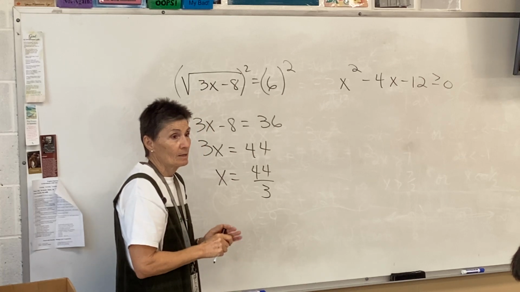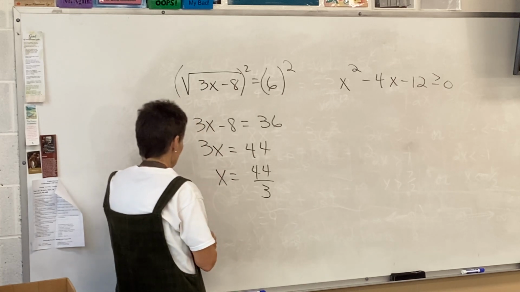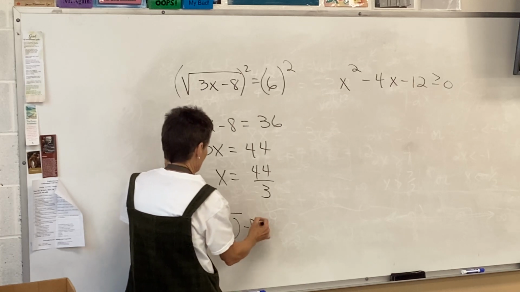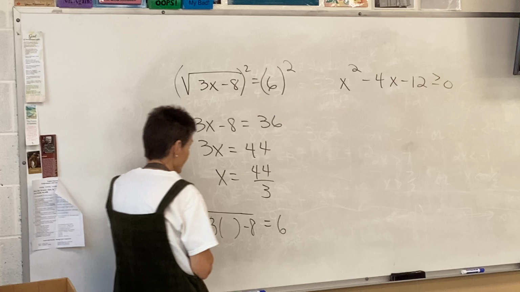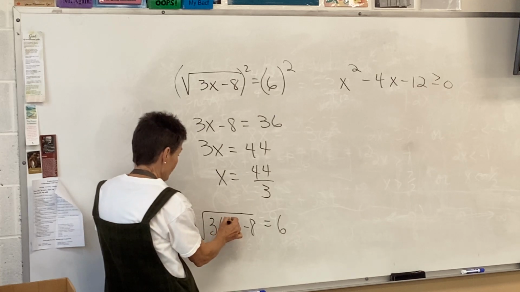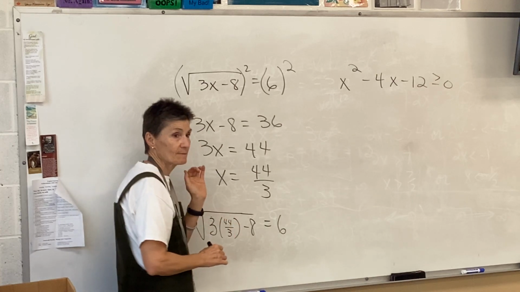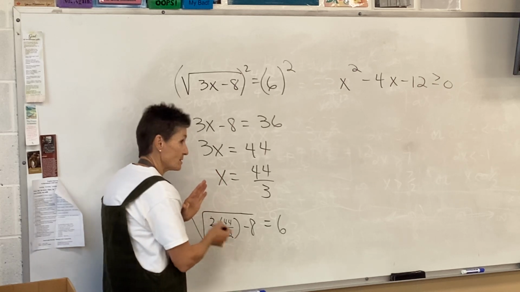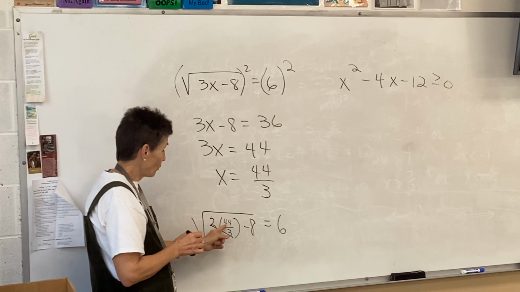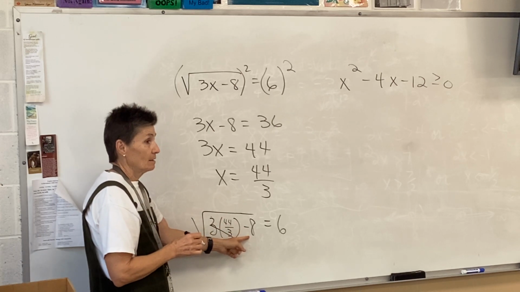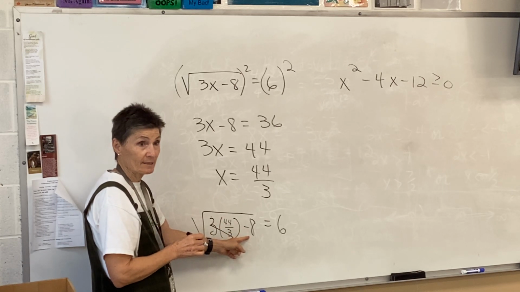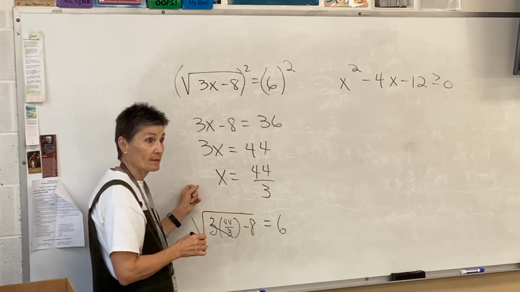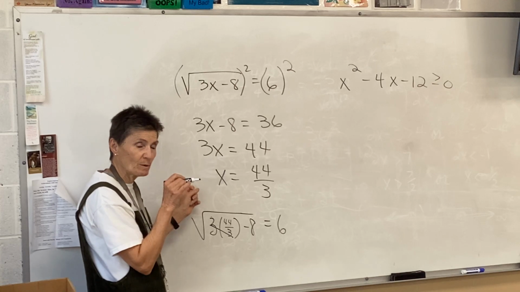Great. Now, I want to show you something. Let's go back to the original problem. That was the original problem. I'm going to put 44 thirds right here for that x. Now, before you panic, won't those cancel? So I have 44 minus 8, which is 36. And the square root of 36 is 6. So that checks.